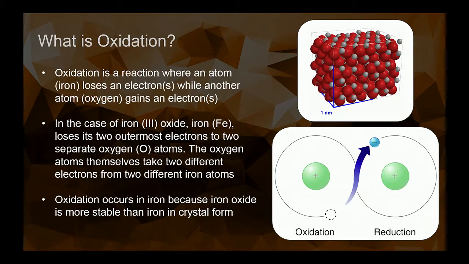What is oxidation? Oxidation is a reaction where an atom of some element loses an electron or electrons to an oxygen atom to form a bond, as shown in picture 2. This is why the reaction is called oxidation. The oxygen is decomposing the material into a more stable oxygenated compound.